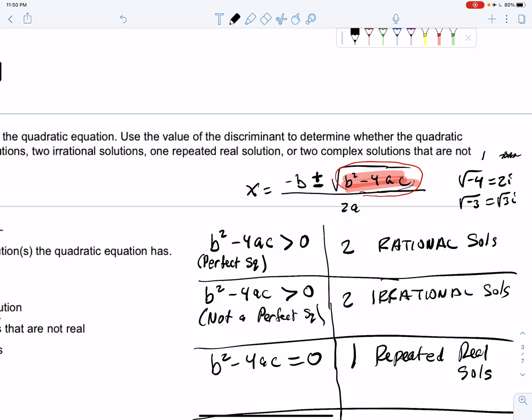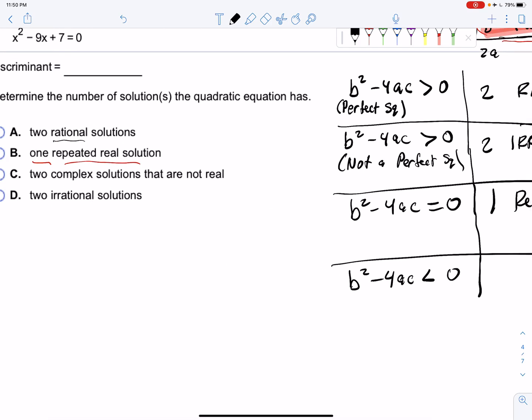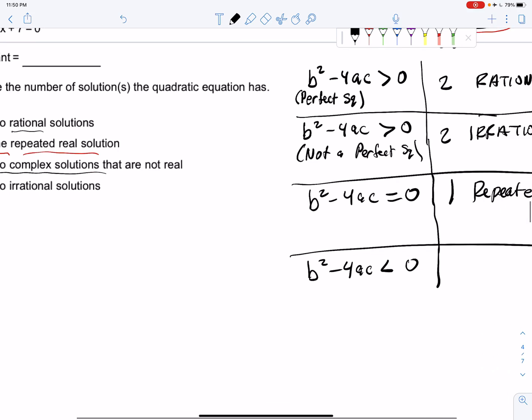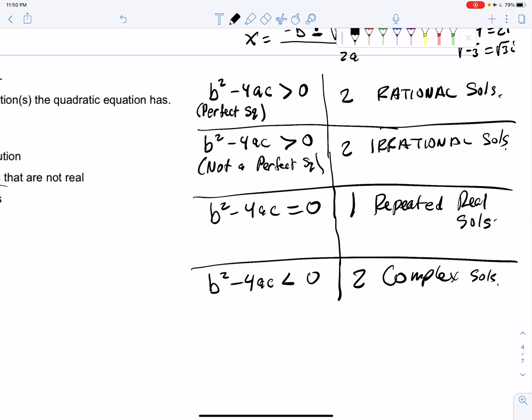An imaginary solution, when it has a real part and imaginary part, you put it together, it's a complex number. So you look over here and you're going to get 2 complex solutions. All right, so those are 4 different possibilities.